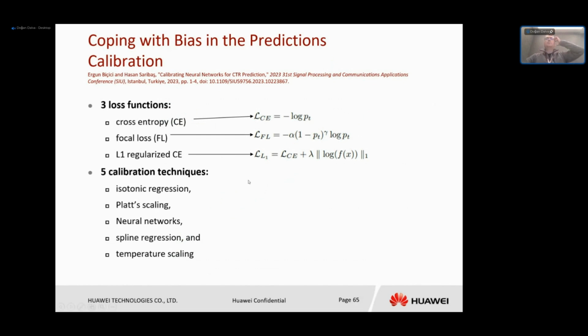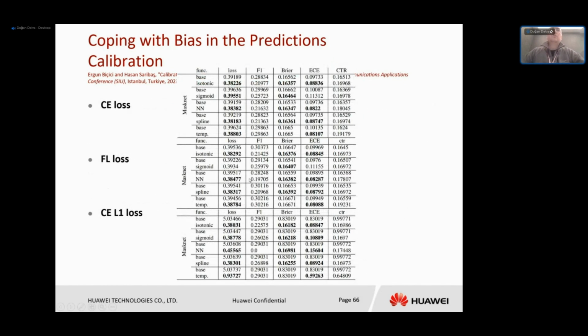On the top is cross entropy loss, the middle is focal loss, and the lower is cross entropy with L1 regularization. We experiment with all of these 5 different calibration techniques, and we achieve improvements in loss, Brier score, and expected calibration error. These are scores to evaluate the error and the calibration efficiency, and we achieve improvements in all of these metrics.